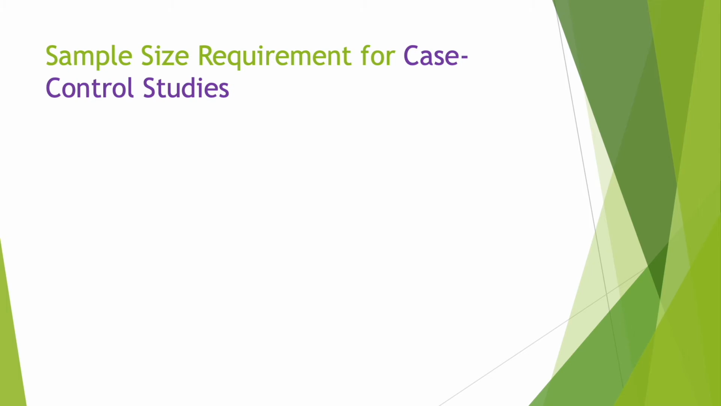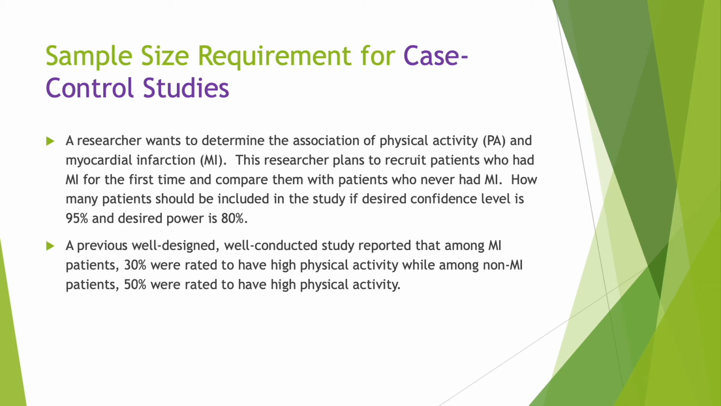Let us look at an example scenario for case control. A researcher wants to determine the association of physical activity and myocardial infarction. This researcher plans to recruit patients who had MI for the first time and compare them with patients who never had MI. How many patients should be included in the study if desired confidence level is 95% and desired power is 80%? A previous well-designed, well-conducted study reported that among MI patients, 30% were rated to have high physical activity, while among non-MI patients, 50% were rated to have high physical activity.